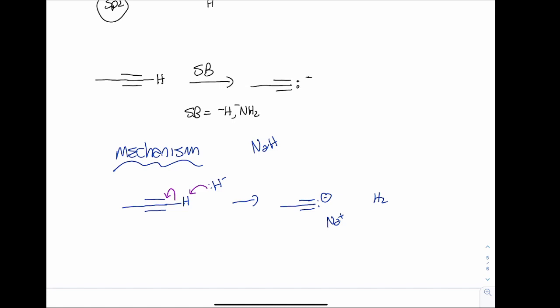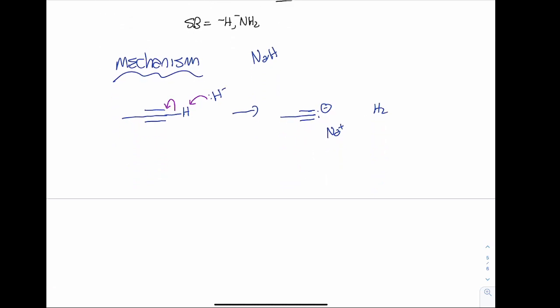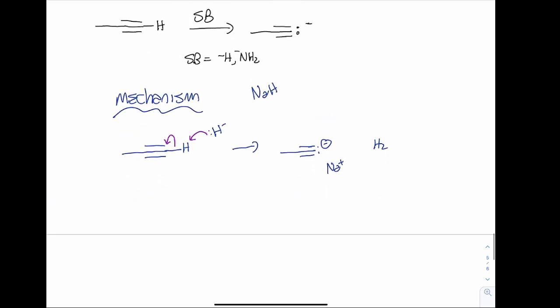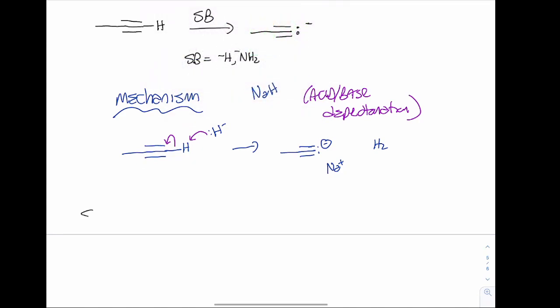Once I make that, we can then undergo SN2 reactions. And I'm going to show two of those. So these are going to be substitution. This was just acid base if you want a title. You could say it's a deprotonation step. We use that term quite a bit in this class already. So we're going to undergo a couple substitution reactions.